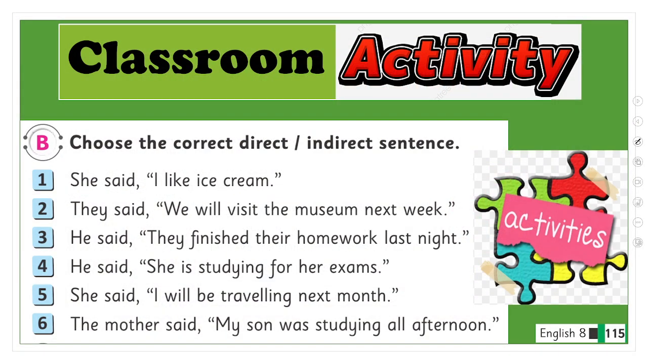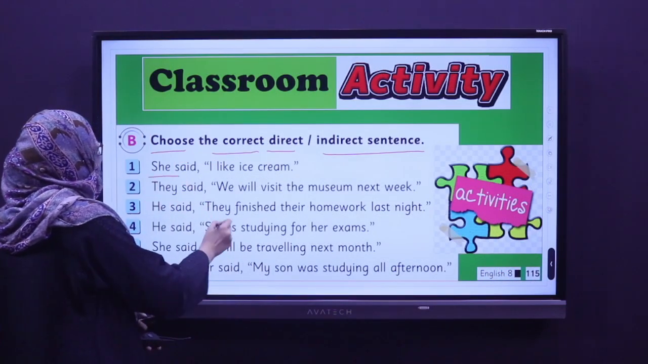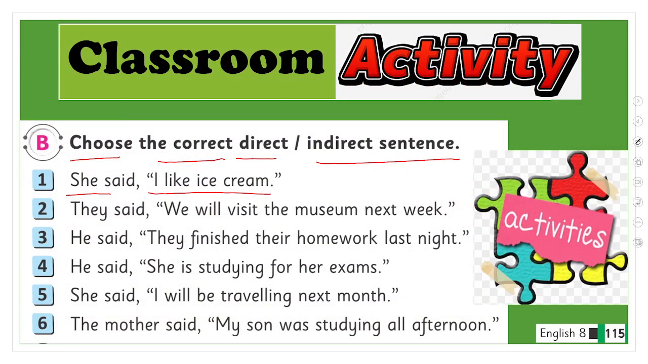This is the classroom activity. Choose the correct direct or indirect sentence. Can you do that? She said, "I like ice cream." Can you please tell me what kind of a sentence it is? Is it direct or indirect? It is a direct speech sentence. Now let's turn into indirect.